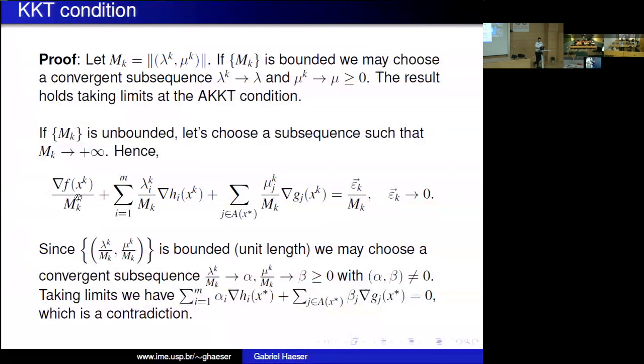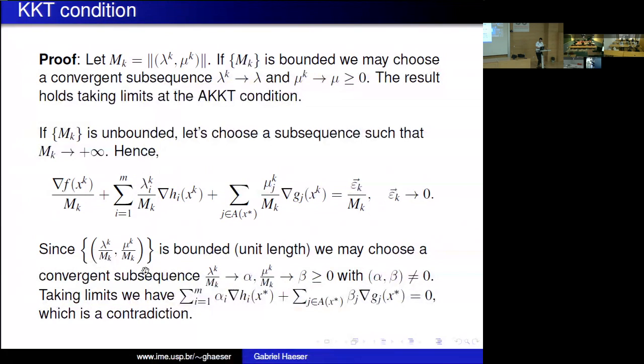Gradient of f of xk is a convergent vector. It's convergent to the gradient of f of x star. And if I divide it by a divergent sequence, this goes to 0. So the part that remains is this one. This combination is going to 0. But let's look at what happens here.